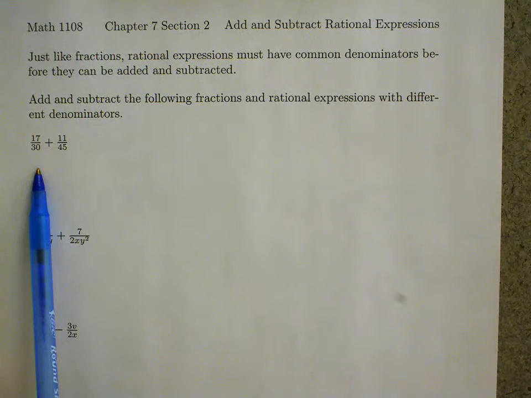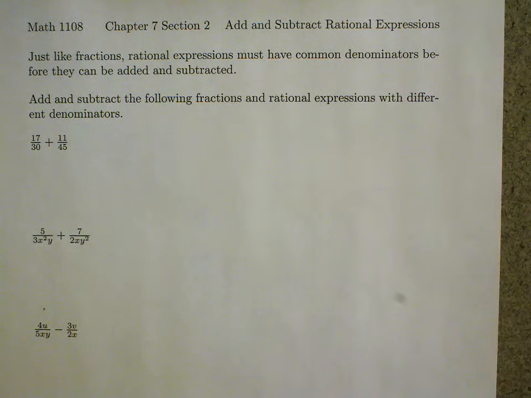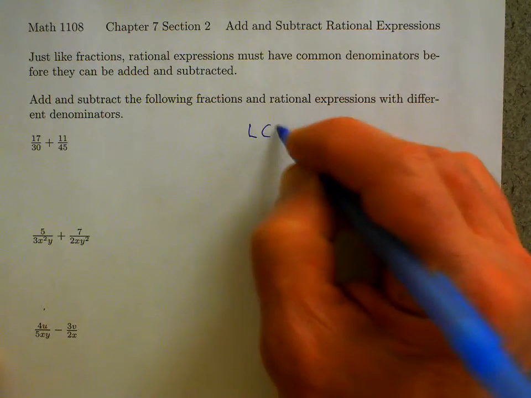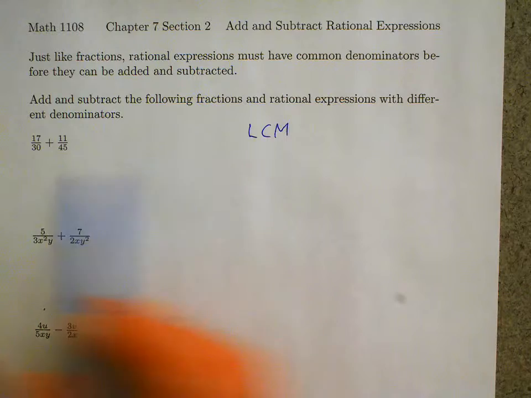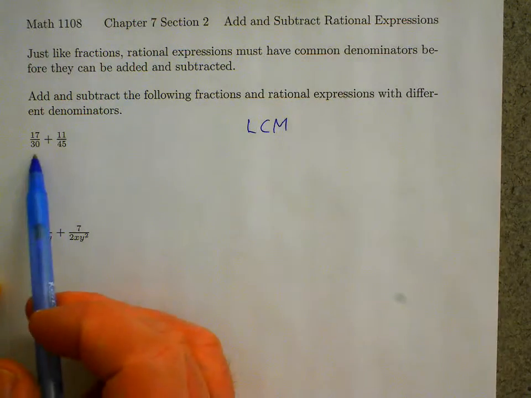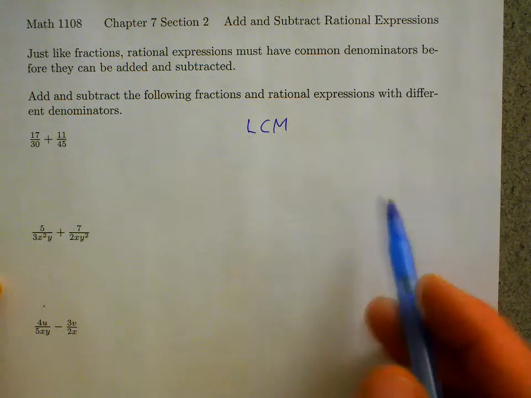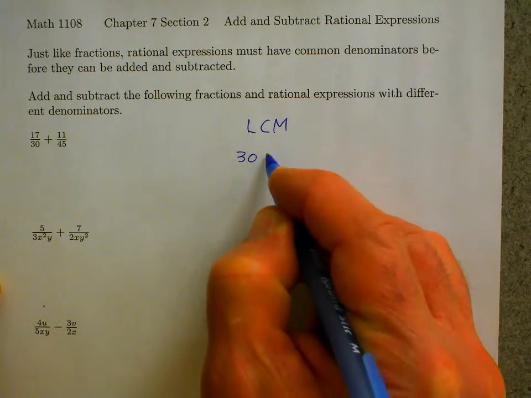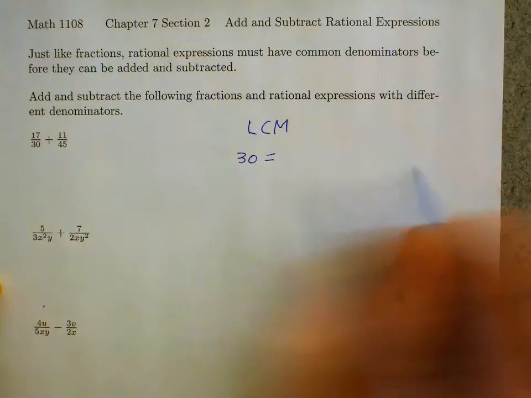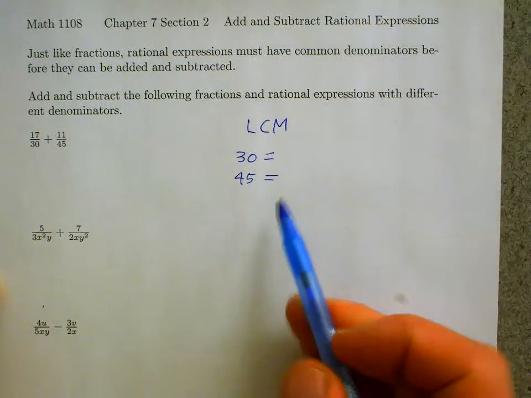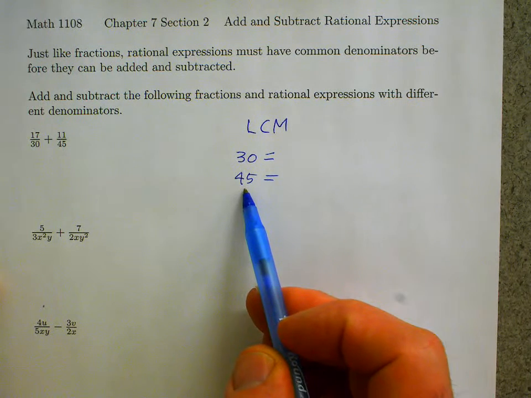Okay, on this one, 17/30 plus 11/45, we have to have a common denominator. So the least common multiple of the two denominators, or the least common denominator, we can find using prime factorizations. One denominator is 30, and we'll write down the prime factorization of that. The other denominator is 45, and we'll write down the prime factorization for 45.